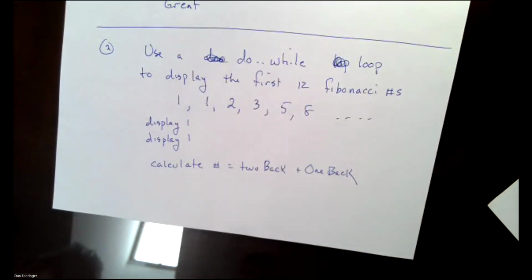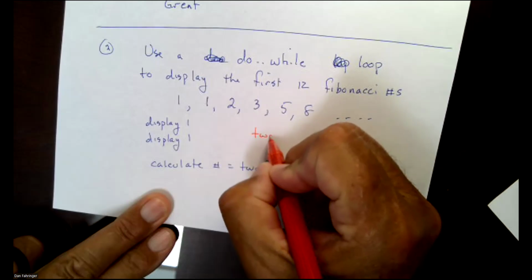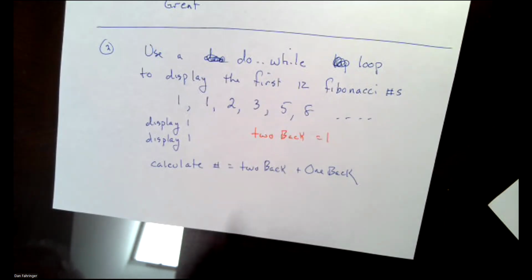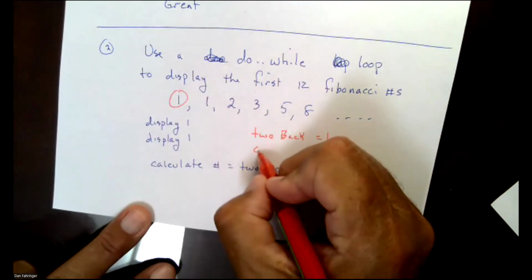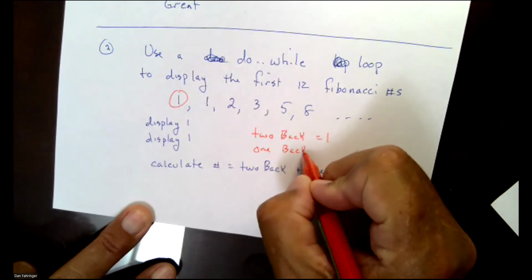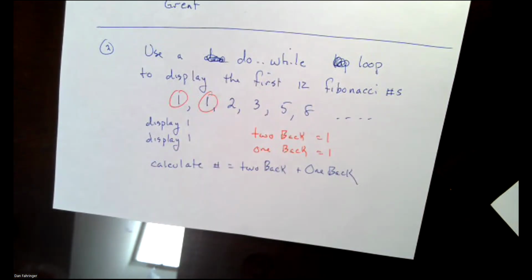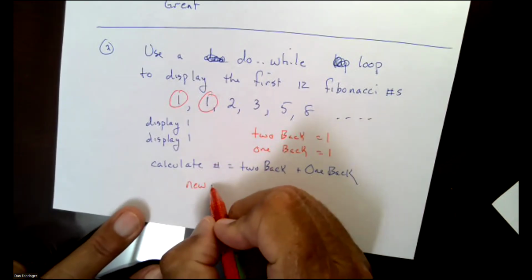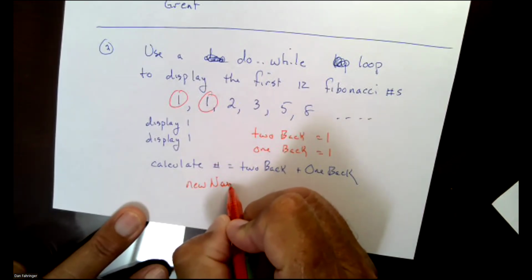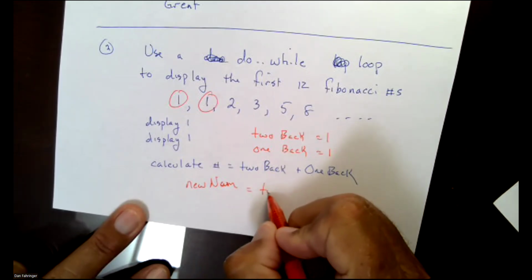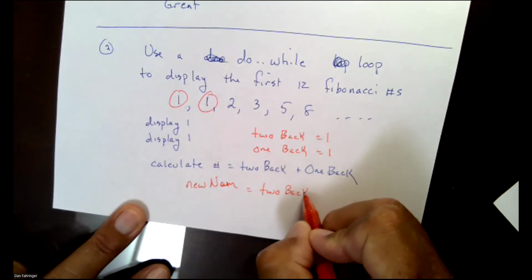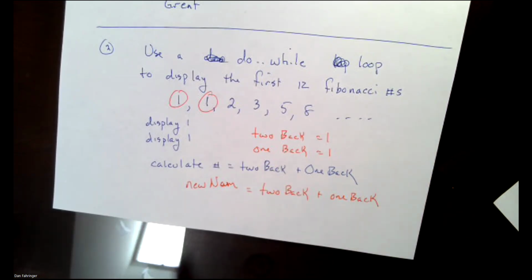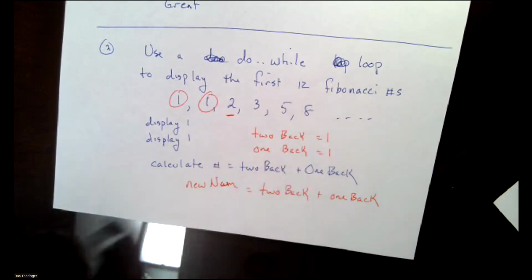Okay. So here's what I'm going to do. I'm going to start and I'm going to say 2 back equals that first number. 1 back equals this number. Now, my new number, my new num is going to equal 2 back plus 1 back. So I just calculated this, the 2.